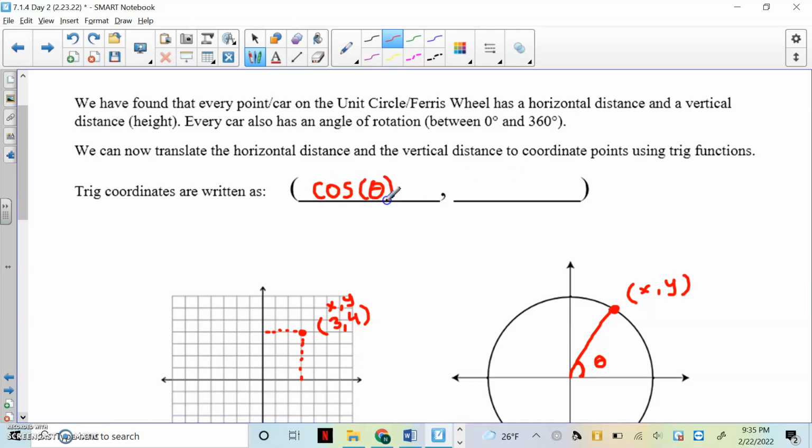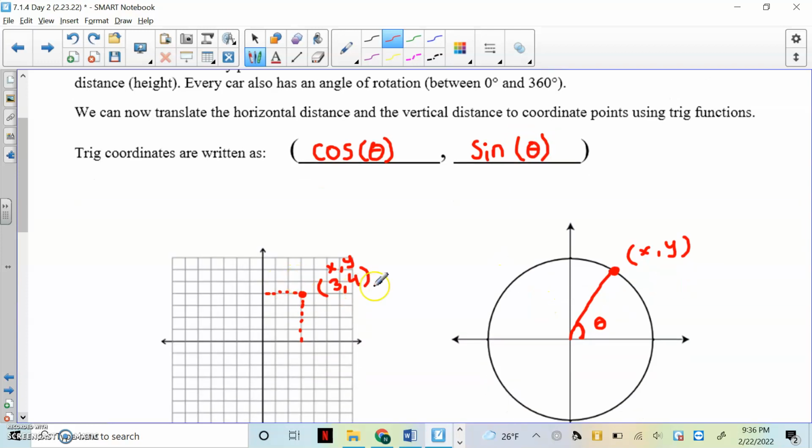And sure enough, you might be able to guess this next one. Your vertical distance off the ground, your y-coordinate, is going to be sine, because we've always used sine to find the height of any spot on the unit circle. So your y-coordinate is going to be sine. Just like how you have an xy coordinate on a regular graph, you'll have an xy coordinate for the unit circle too, but we're just going to be using cosine and sine to find those.